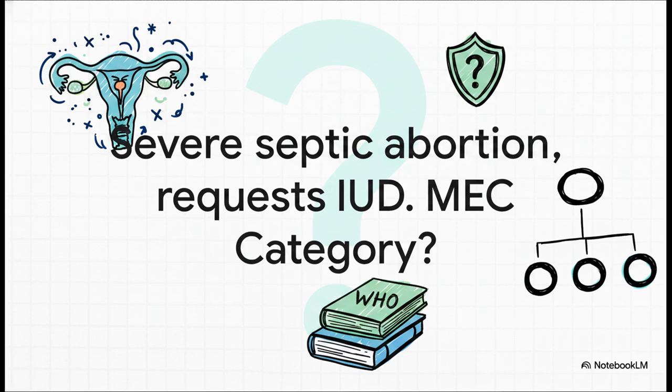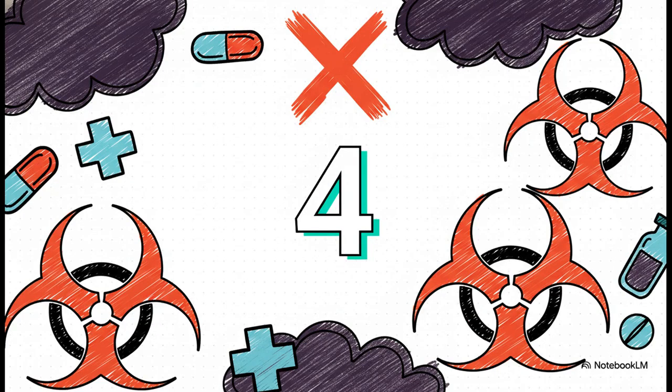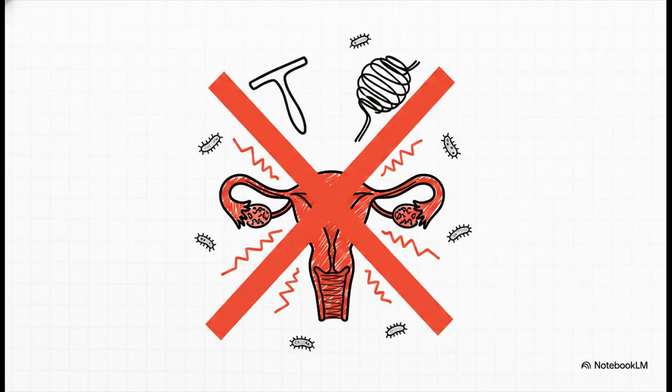So, based on the WHO MEC 6th edition, what's the category for immediate insertion of a copper IUD for this specific patient? Take a second to lock in your diagnosis. It's a Category 4. If you guessed that, you are absolutely spot on. It's an unacceptable health risk. But we have to ask why, right? It's all about the physiology.